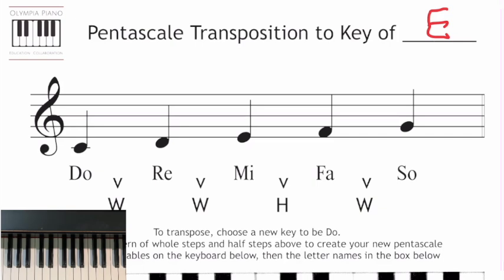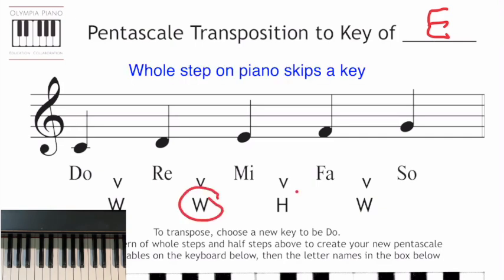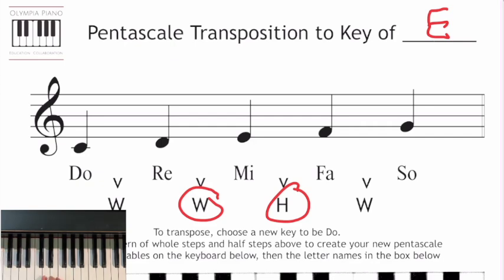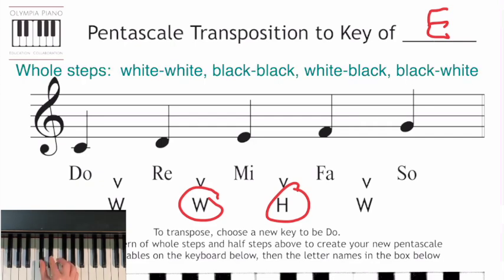The first thing we want to understand is the relationship of whole steps, which are represented with a W, and half steps. A whole step on the piano skips a key. So we're going to be skipping this black key. Whole steps can be white to white, they can be black to black, or they can be white to black or black to white. Whole steps cannot be white to white where there's no key in between.